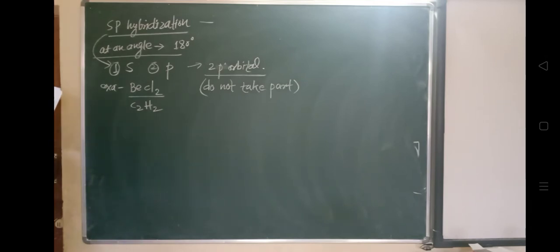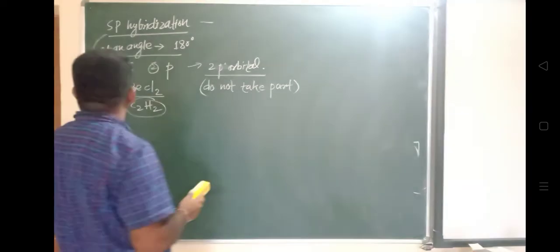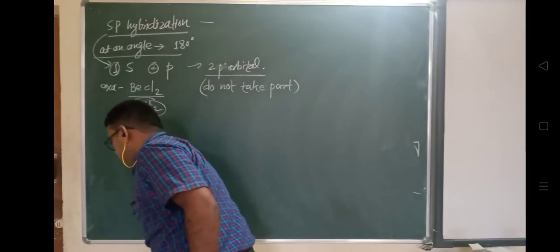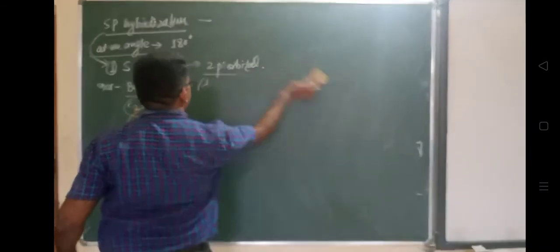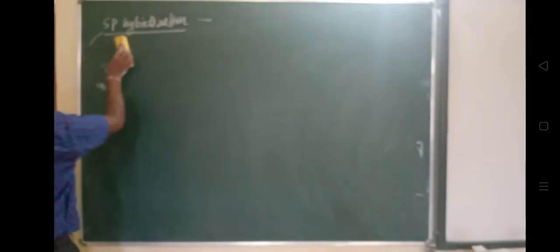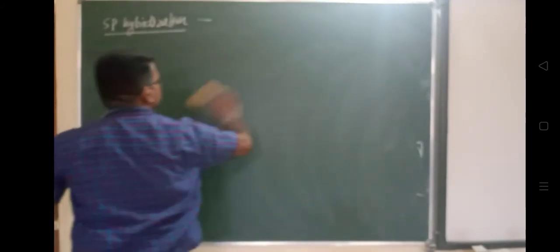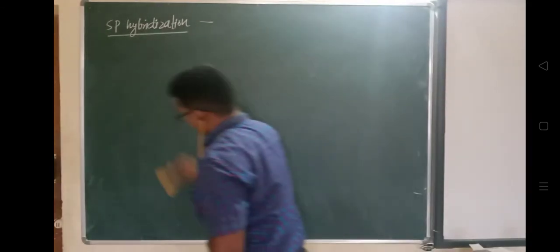Each carbon atom undergoes sp hybridization. One s and one p orbital mix and recast to give sp hybrid orbitals that are arranged at 180 degrees with each other. We'll see with the help of the excited and ground state how it is forming. First, we'll see the ground state of the carbon atom.